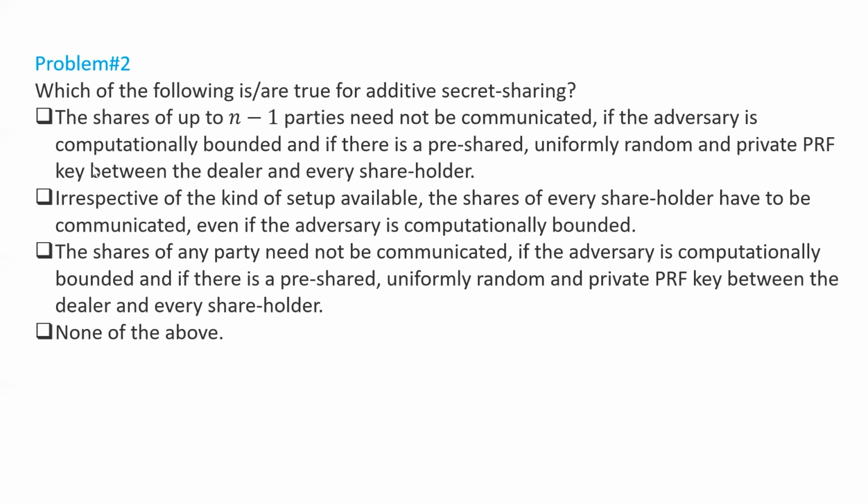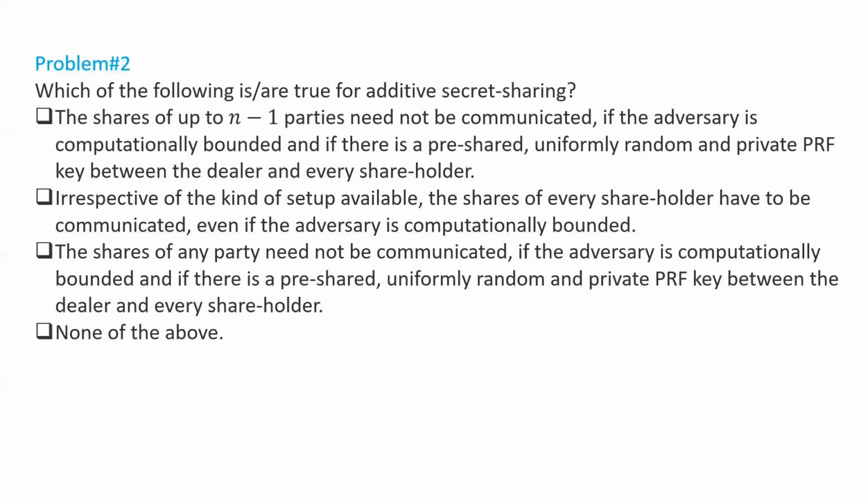Coming to the second statement. So the first statement is true. Okay. The second statement says irrespective of the kind of setup available, the shares of every shareholder have to be communicated even if the adversary is computationally bounded. This is wrong because just now we said that not all the n shares need to be communicated explicitly to the shareholders. The shareholder can come up with its own choice of secret share, and the last nth party's share can be computed accordingly.